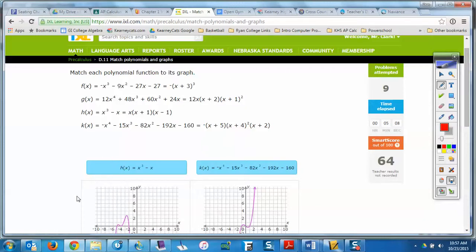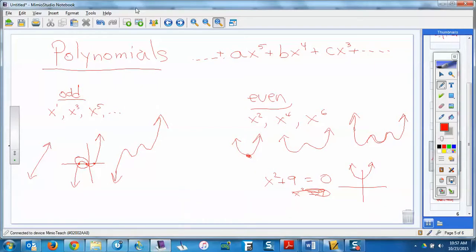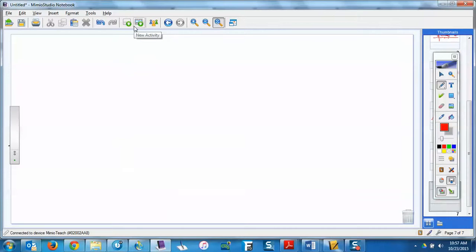Okay, so that is about all I have for polynomials. So let's move on. It talks about rational functions a little bit.